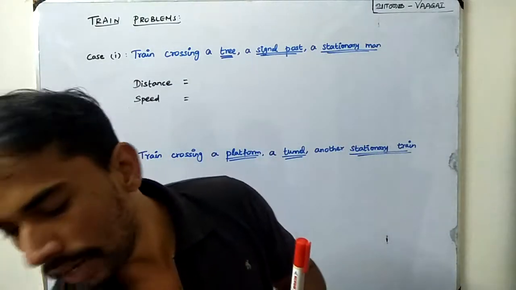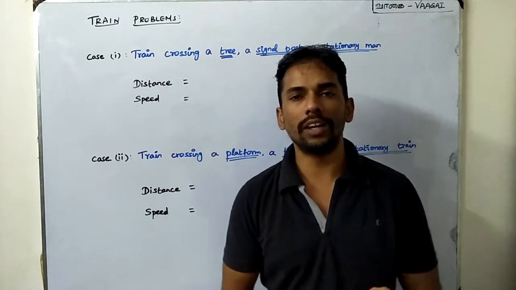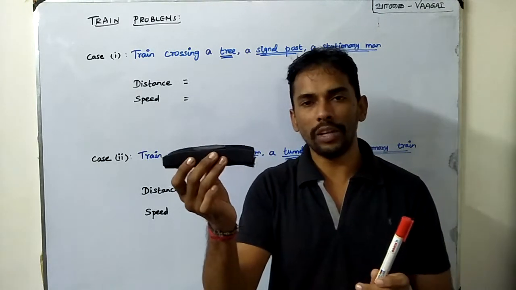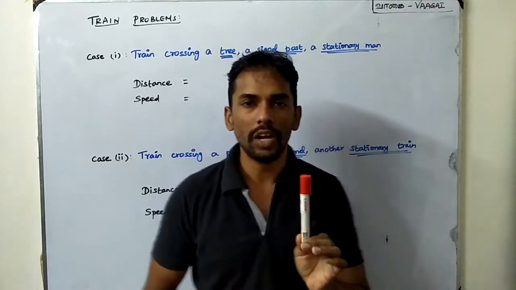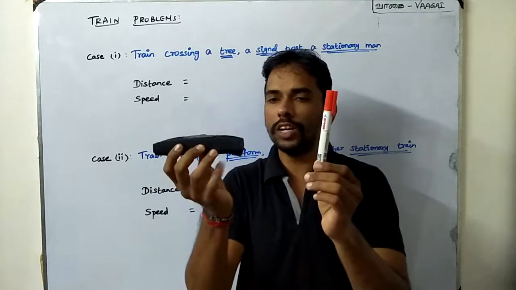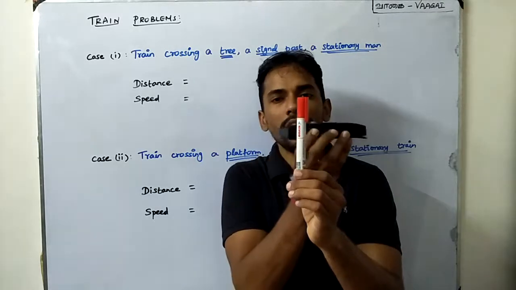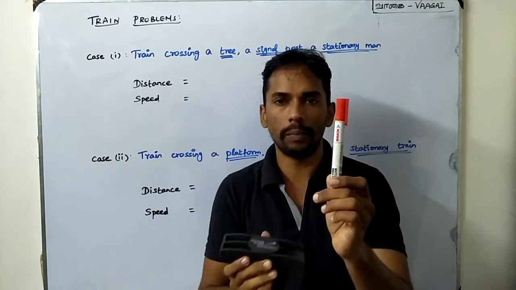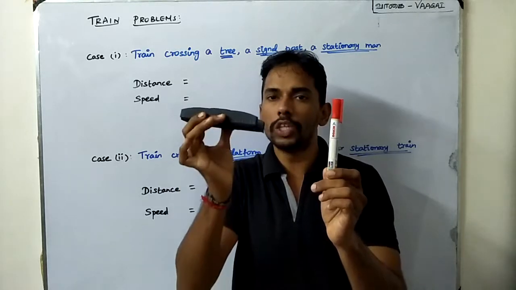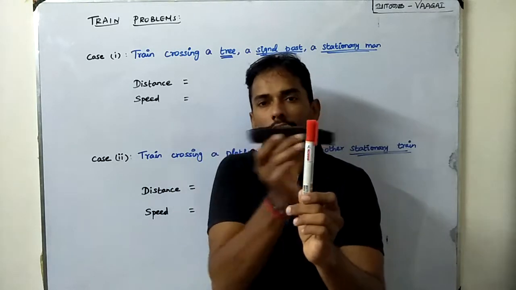For example, let us take that this duster is going to be the train and we'll assume this marker to be the tree. Let us see what happens. Now this train is going to cross this tree from this side and go to the opposite side. Let us see what happens, and we will clearly see when this process is going to start and when it is going to end.